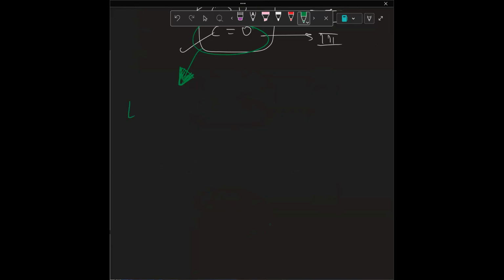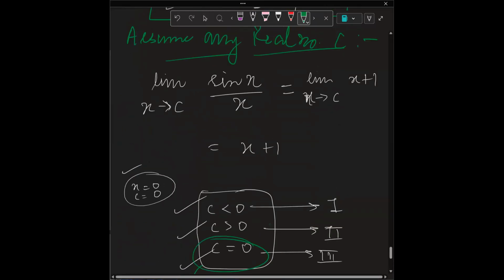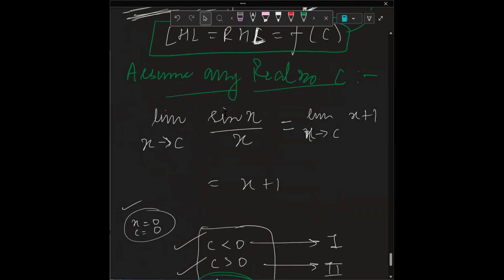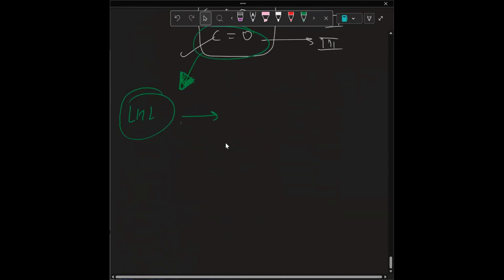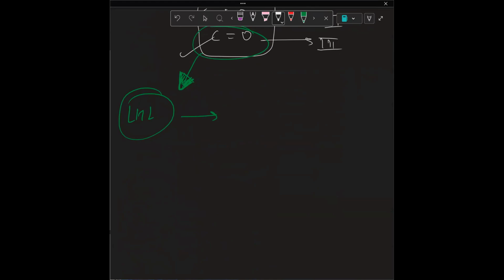So for c equals to 0, what is LHL? This was our LHL: limit x tending to c of sine x over x. So our limit is x tending to c, and what is c? c is 0. So x tending to 0.